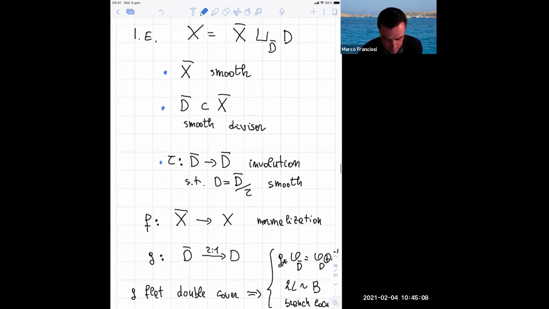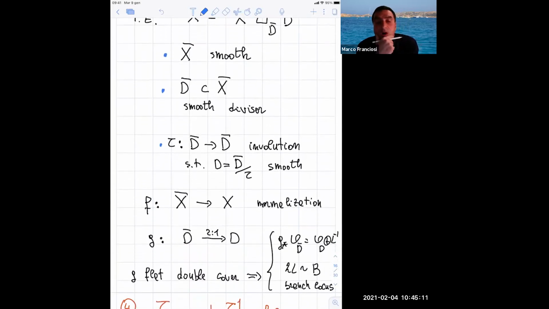And now let me call the map of X bar to X F, which corresponds to the normalization of X, and G the map from D bar to D. G is a flat double cover. So we have G lower star of O_D bar can be written as O_D plus L^(-1), where L^(-1) is an invertible sheaf such that 2L is linearly equivalent to a branch locus B.